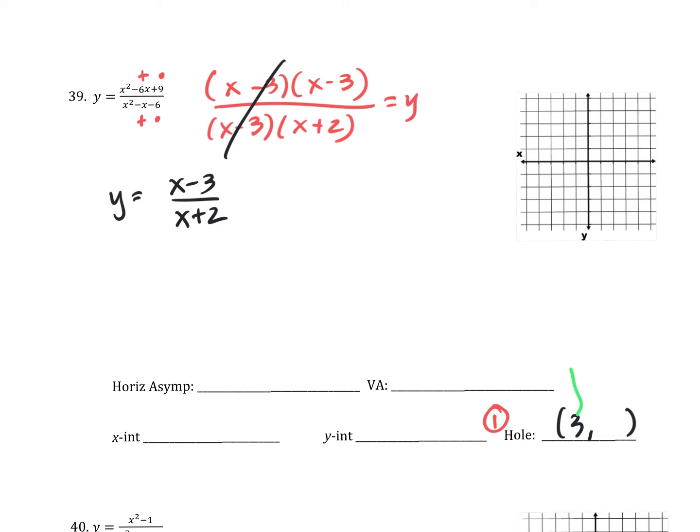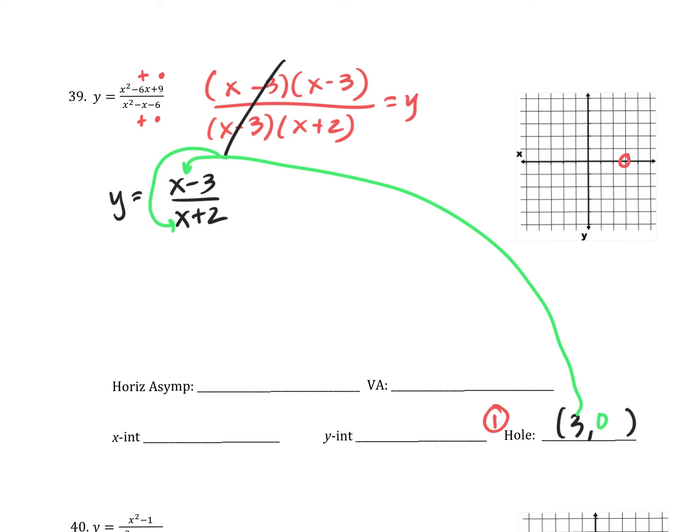Where is the hole? If x is 3, oh, interesting. If x is 3, where's the hole going to be? 0 over 5 is still 0. So I've got a hole at 3, 0. You want to know what we're going to do? We're going to go over to our picture. We're going to put a hole at 3, 0. Boop, hole at 3, 0.